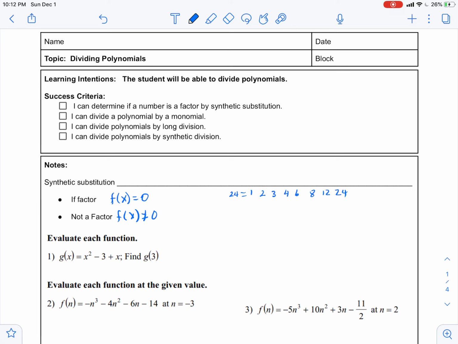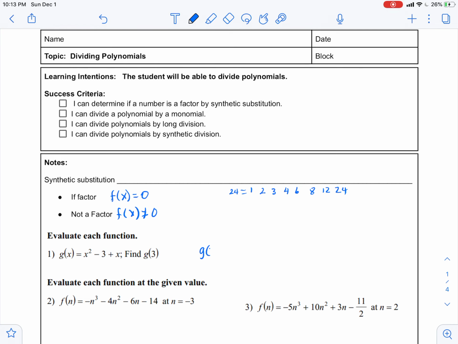So we're just going to do some examples. You've seen this one before, number 1, where it has g of x equals x squared minus 3 plus x. Find g of 3. And g of 3, then we know, is just 3 squared minus 3 plus 3. 3 squared would be 9, and then minus 3 and plus 3, that's pretty easy. So g of 3 is 9. What that means is that 3 is not a factor.